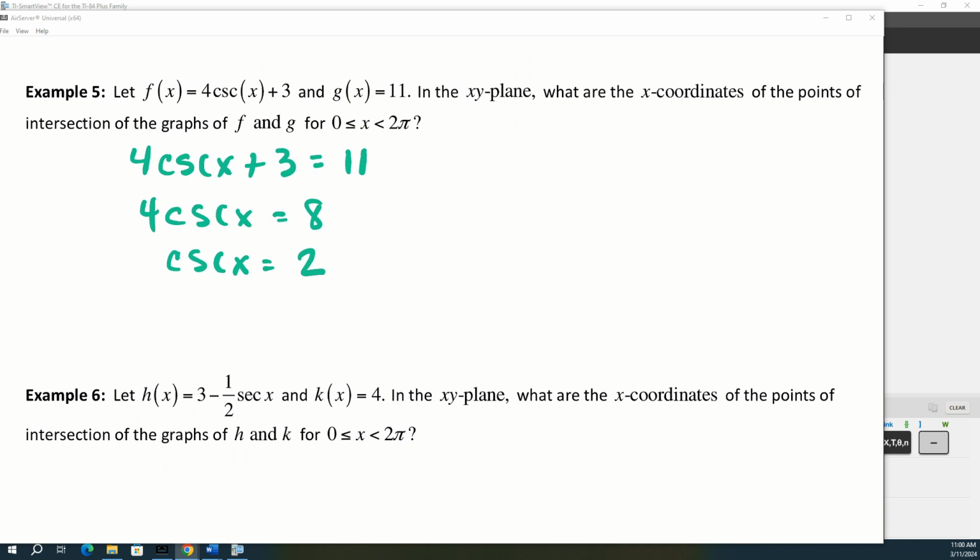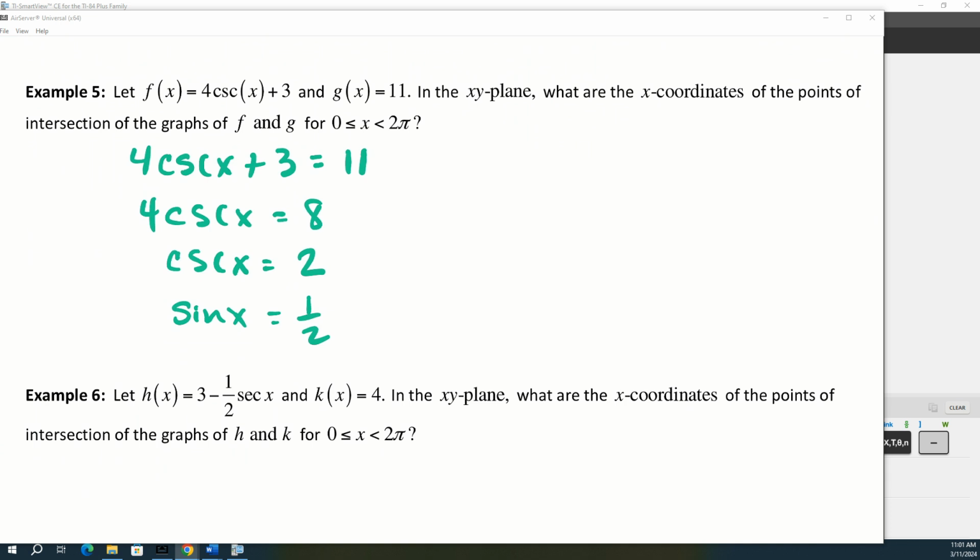All right, and then once you get here, I'm going to change both of them to their reciprocals, which is something that you can do in mathematics. It's fine. And so what is the reciprocal of cosecant? Sine. So s and c go together, so it's going to be the sine of x is going to equal the reciprocal of 2, which is 1/2. So that's that extra thing you have to do.